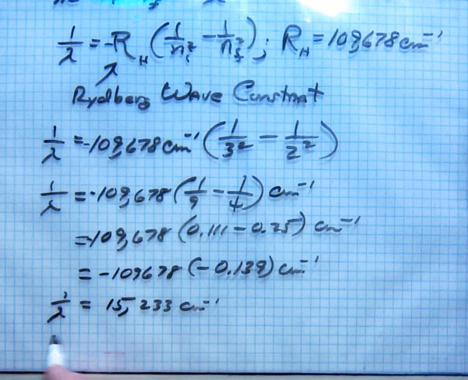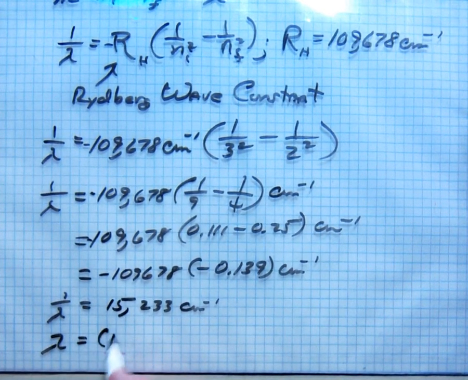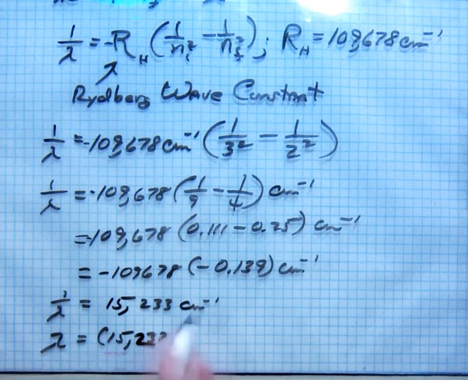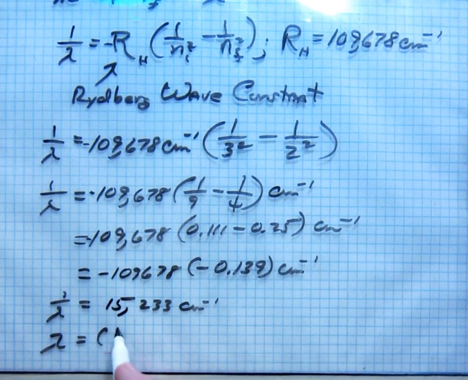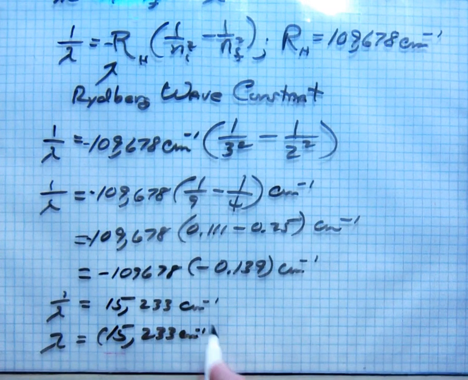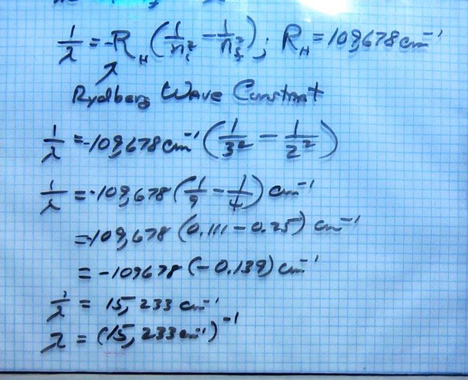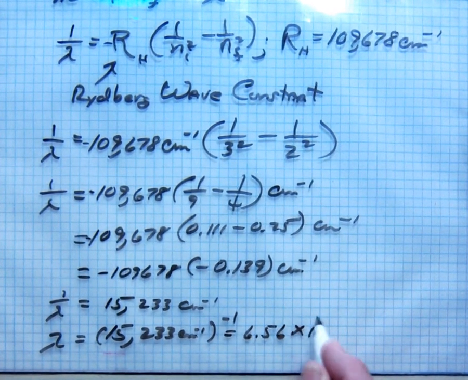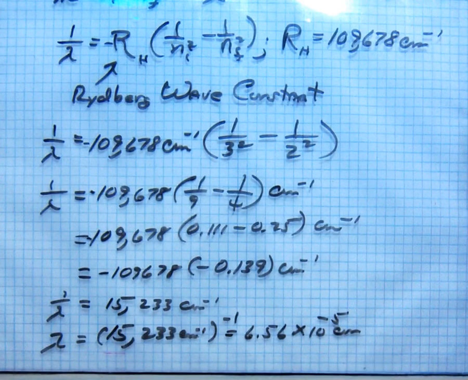And so now lambda is equal to the reciprocal of 15,233 centimeters to the minus 1. So I'm going to take the reciprocal on my scientific calculator. I got 6.56 times 10 to the minus 5 centimeters.